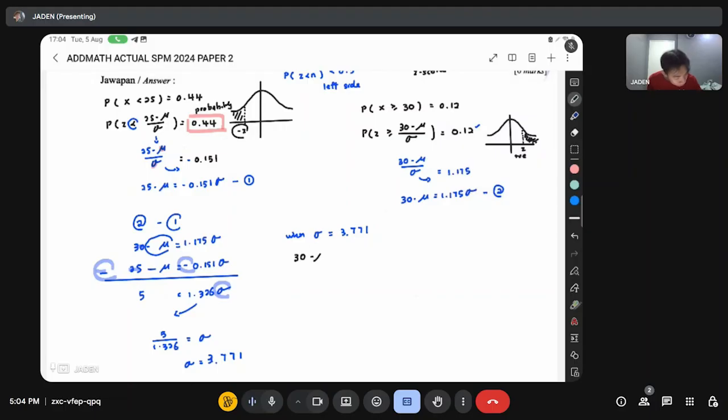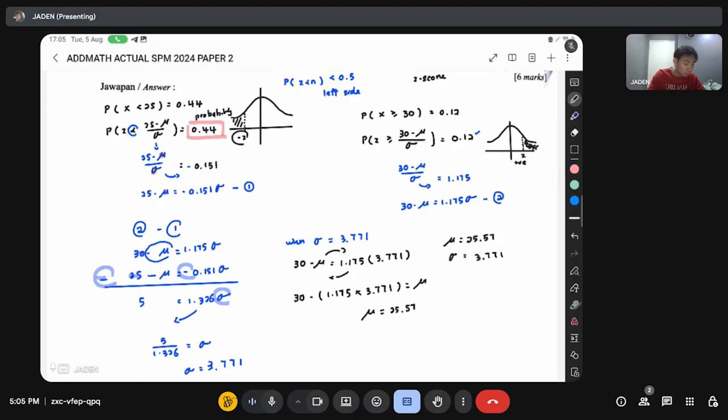30 minus mu equal to 1.175 times 3.771. This one to the right, this to the left. 30 minus 3.771 times 1.175 equal to mu. So mu is equal to 25.57, which is the mean. So now we've got our mean is 25.57, and we also have the standard deviation, which is 3.771.